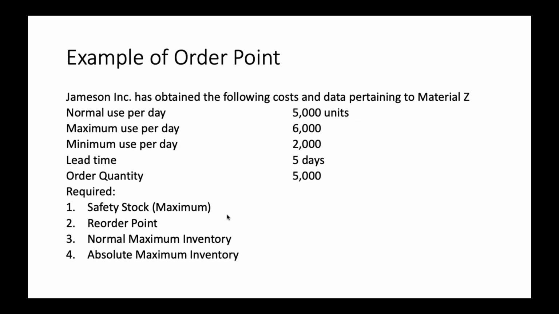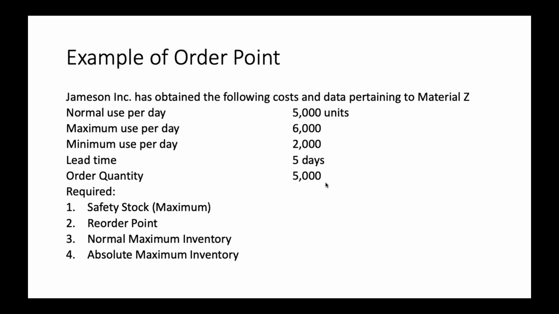Okay, in this example, we will compute for normal maximum inventory and absolute maximum inventory. Jameson Incorporation has obtained the following costs and data pertaining to materials A. The normal use is 5,000. The maximum use per day is 6,000. The minimum use is 2,000. The lead time is 5 days. And the number of units for every order is 5,000. That's order quantity.